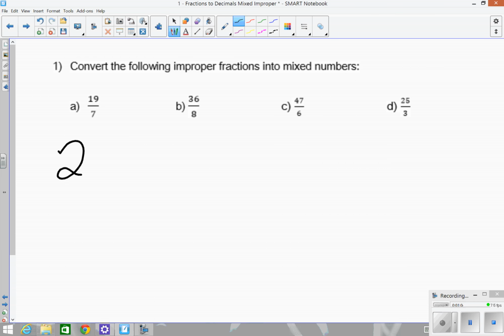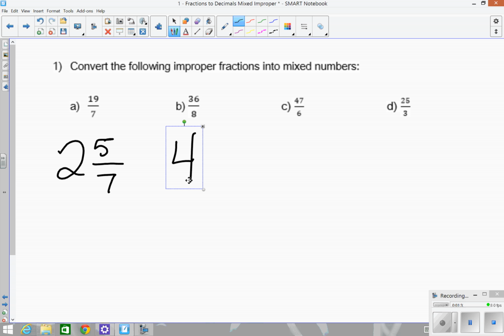So we jot that down as our whole number. How many left over? 2 times 7 is 14. From 14 to 19, there's 5 left over out of a possible 7. So you keep the denominator the same. Let's look at the next ones. 36 over 8. How many times does 8 go into 36? 4 times, with how many left over?